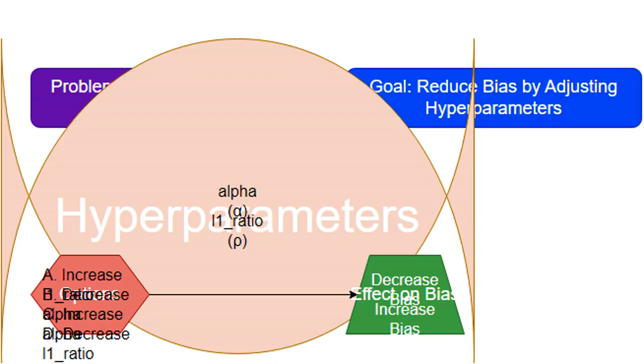Alpha controls the overall strength of regularization. A large alpha means strong regularization, making the model simpler but possibly increasing bias. A small alpha means weak regularization, allowing a more complex model that might fit the data better and decrease bias.